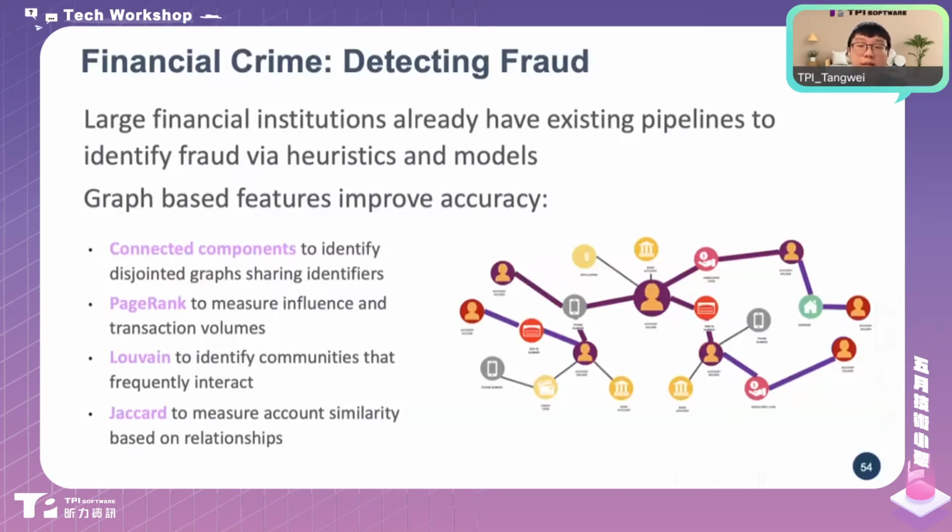Then Louvain is a type of community detection. We will be using a different type of community detection, but it's fairly commonly used. And finally, Jaccard is a great way to calculate similarity between accounts. So if you're thinking of using graph data science and you have a fraud detection use case, these 4 graph algorithms are the ones you could start looking at first.